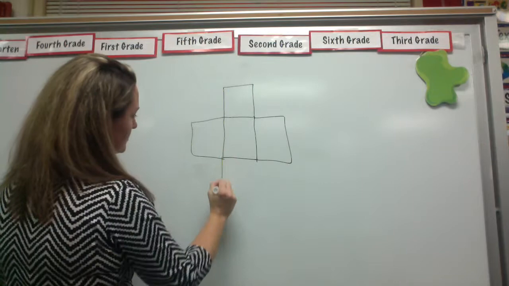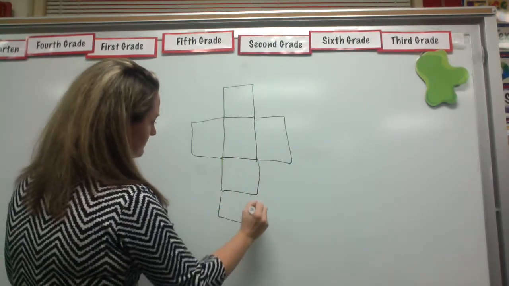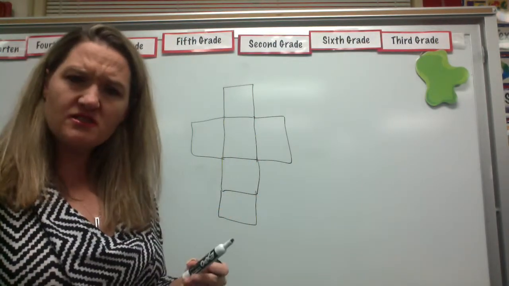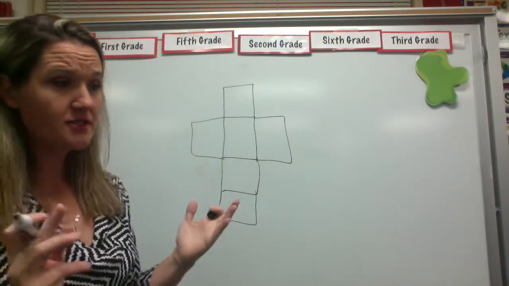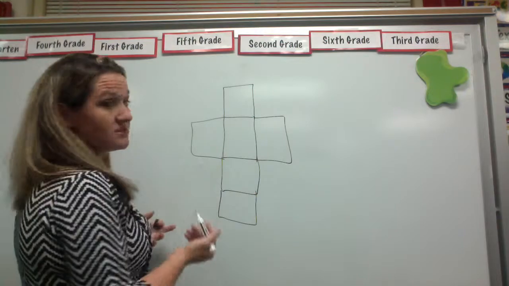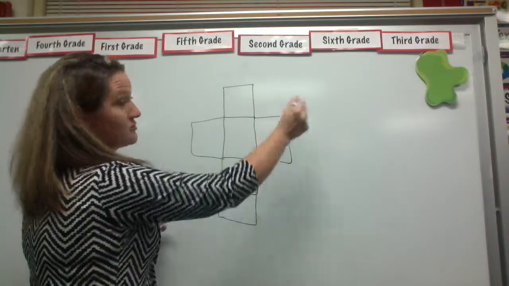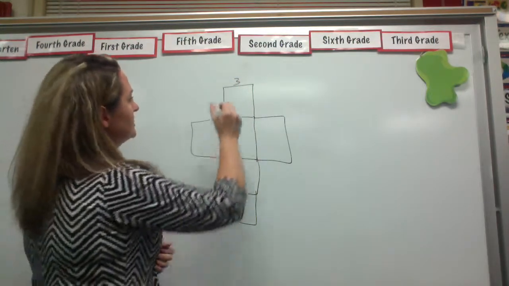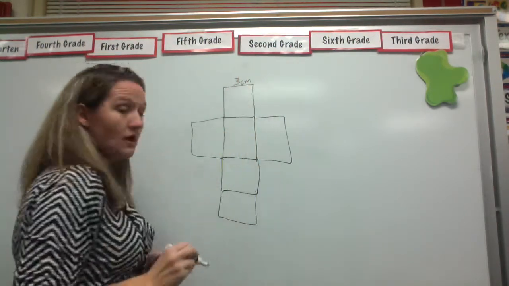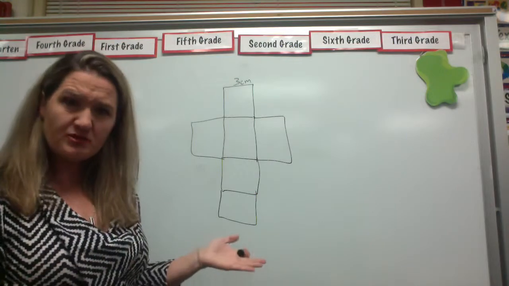This is a cube. And in this case, because it's a cube, really I only need one number. I just need the length of one side, because since it's a cube, that's going to be the measurement for all of the sides, right? So say this is 3 centimeters.